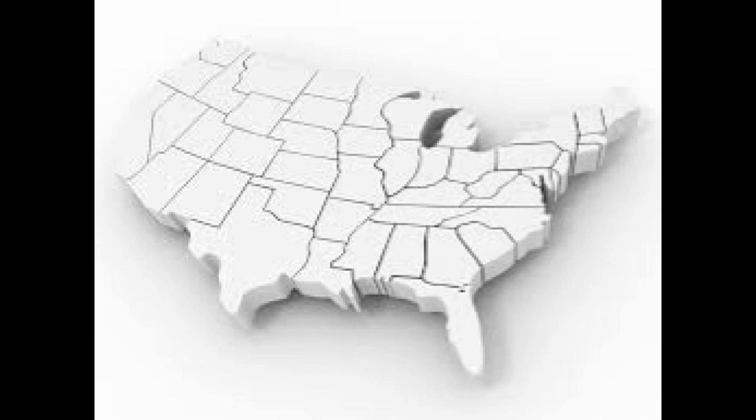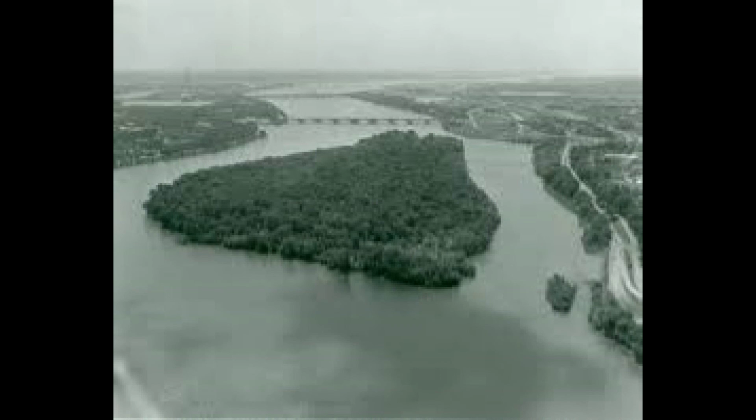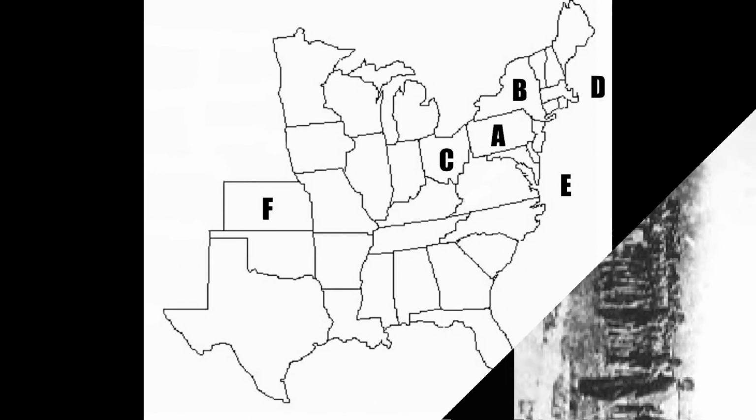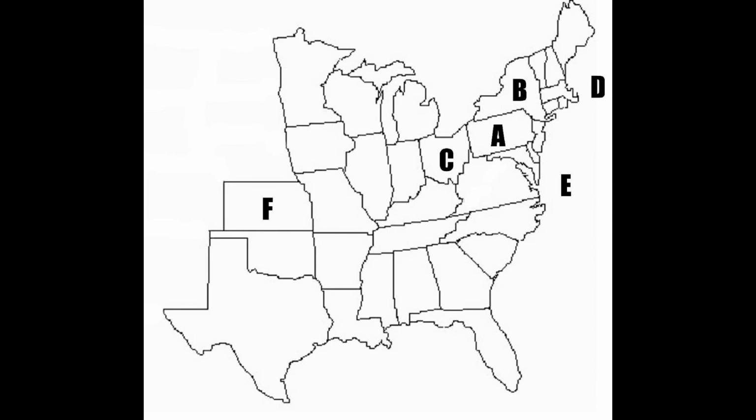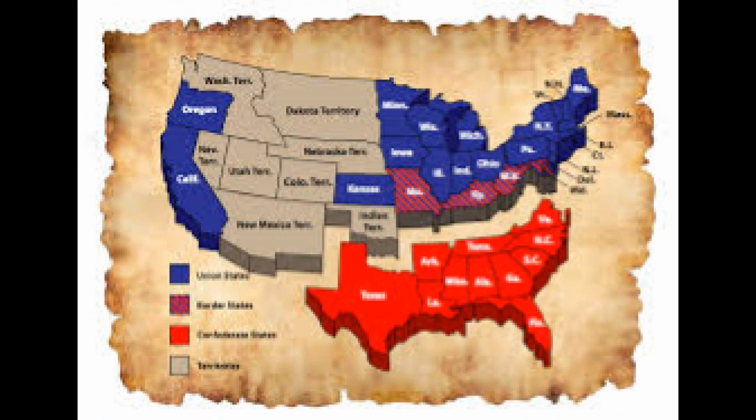So maps can be used in a lot of ways, and it can really do some thought-provoking, interesting things. A place to discuss is Roosevelt Island in the District of Columbia. Roosevelt Island was actually the training ground for African Americans who had enlisted in the United States Colored Troops in D.C. And if you go to the numbers on the map, you will notice that the District of Columbia had over 3,000 African Americans who enlisted. So when you talk about place, you can't do it without using maps.